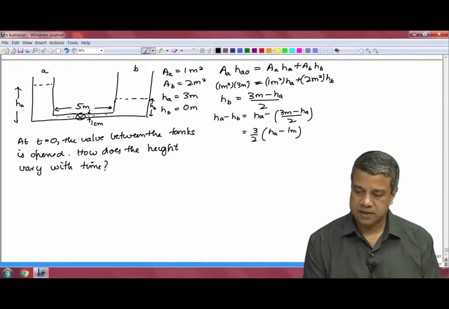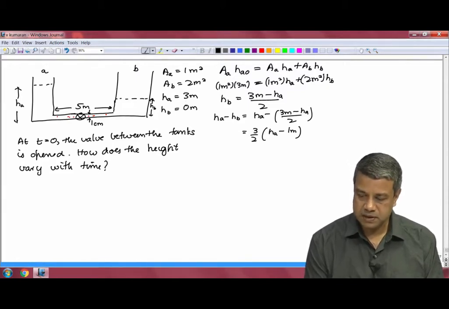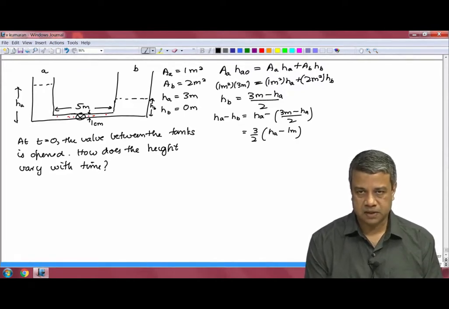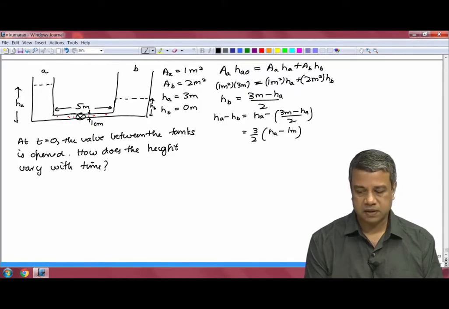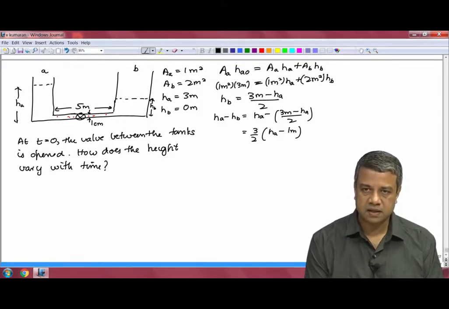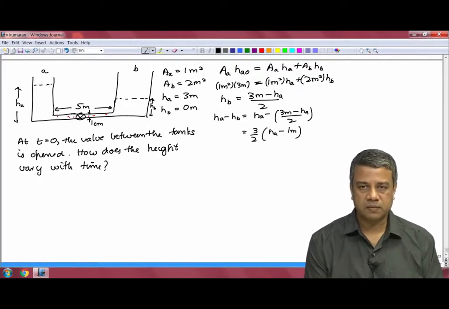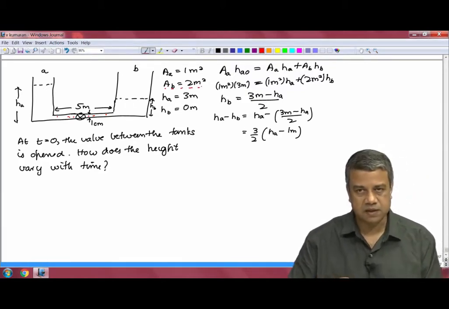And in this expression, 3 by 2 into (HA minus 1 meter), you can see that when HA is equal to 1 meter, HB is also equal to 1 meter. Initial height was 3 meters and cross sectional area was 1 meter square. In the final state, HA has to be equal to HB. The initial volume was 3 meters cubed. The final volume, if the heights HA and HB are 1 meter, the volume in the left tank is 1 meter square into 1 meter. On the right tank, it is 2 meters square times 1 meter. Therefore, the final volume is also equal to 3 meters cubed.